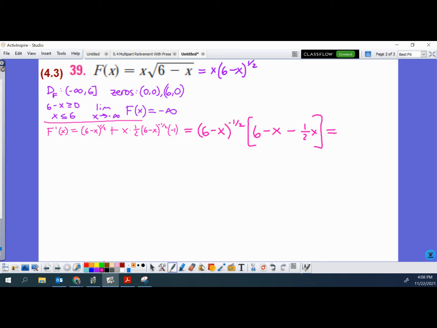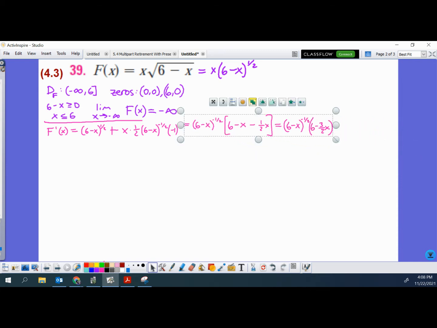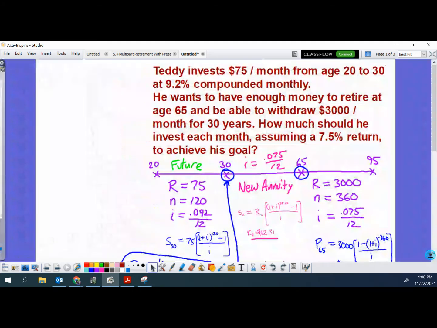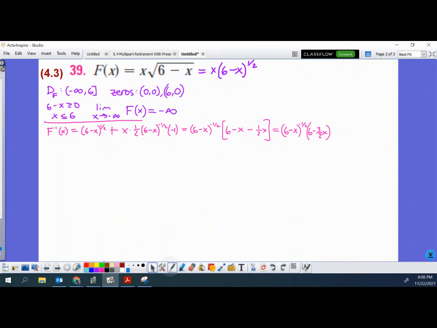So let's rewrite it one more time. 6 minus x to the negative 1/2, which of course you can write as a square root on the bottom of the fraction. And then this is 6 minus 3/2 x. That last form is what I'm going to use for my sign chart. As for doing another derivative, I could do it from here. Whoops, that's not what I intended to do. Different problem I was working on for a different class.